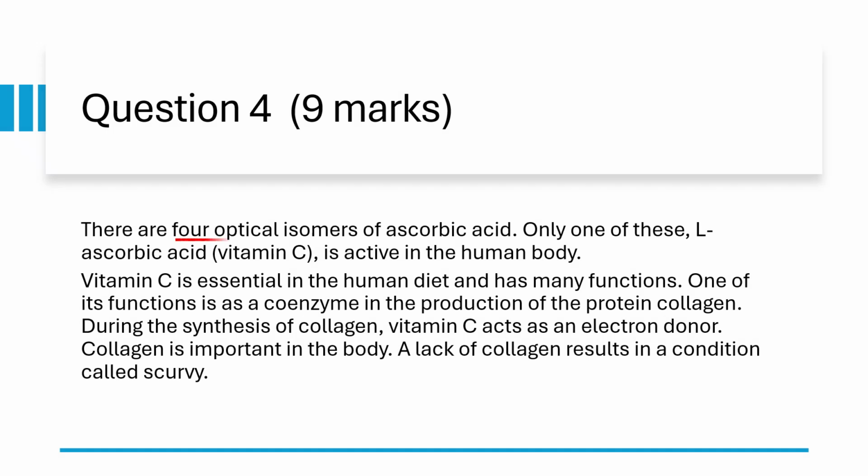There are 4 optical isomers of ascorbic acid. Only one of these, L-Ascorbic acid, vitamin C, is active in the human body. Vitamin C is essential in the human diet and has many functions. One of its functions is as a coenzyme in the production of the protein collagen. During the synthesis of collagen, vitamin C acts as an electron donor. Collagen is important in the body. A lack of collagen results in a condition called scurvy.